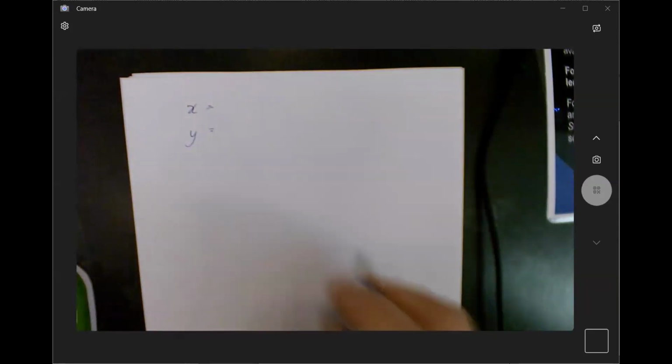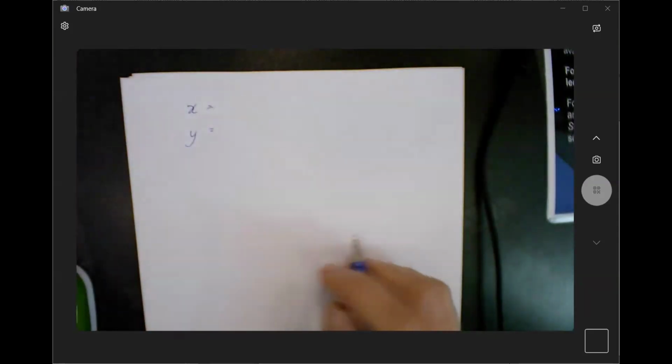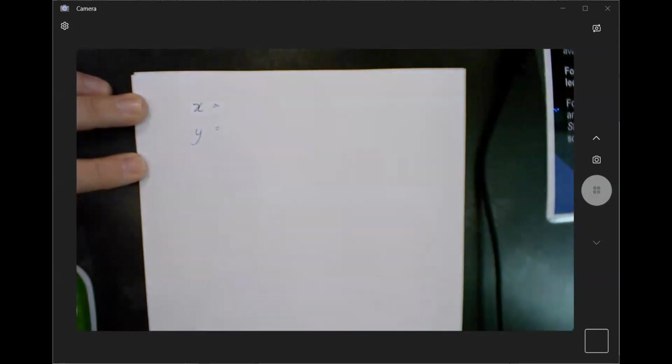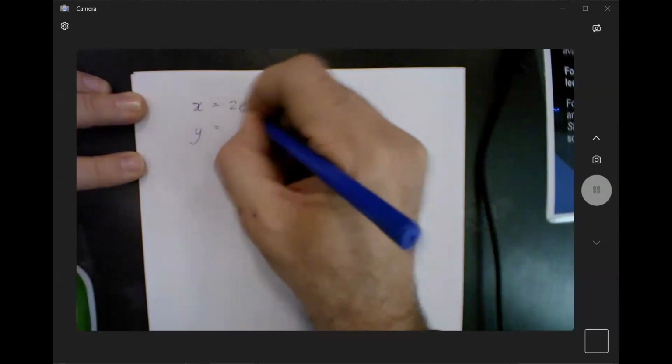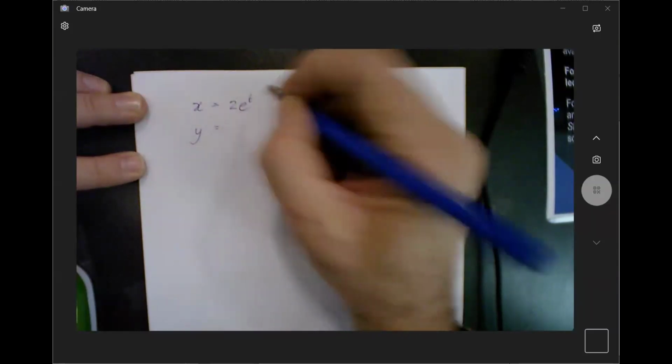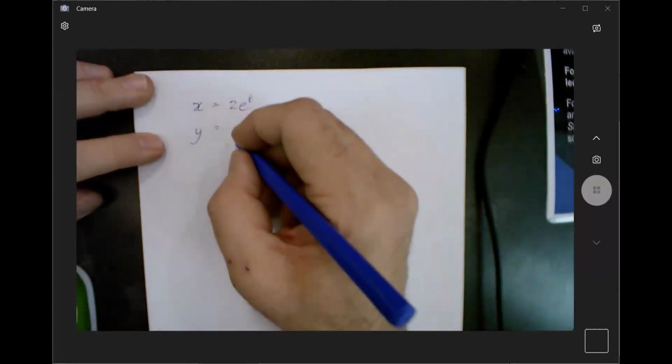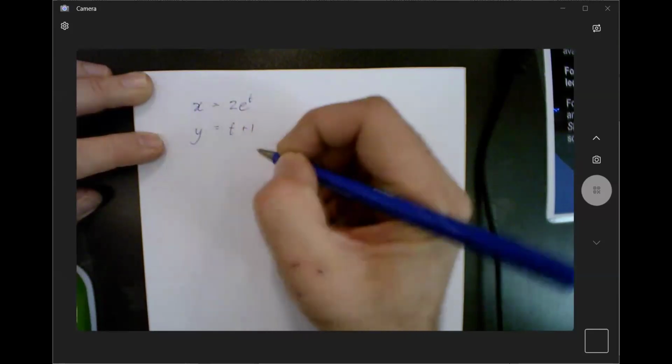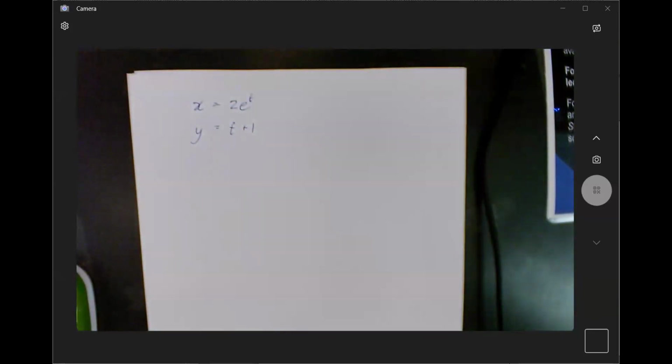Okay, I don't know. I don't play with parametric curves enough to know a good example off the top of my head. So maybe what we'll do is x equals 2e to the t. And maybe I'm going to just try y is equal to t plus 1.